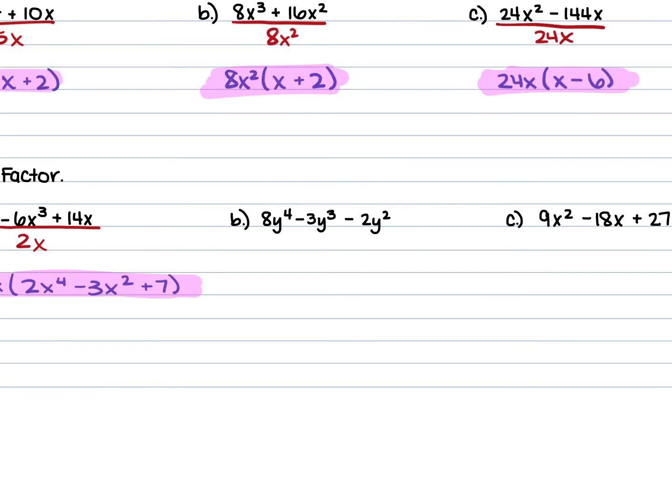For example B, we have 8y to the 4th power minus 3y cubed minus 2y squared. All of these terms are not divisible by a common coefficient, which means the 8, the 3, and the 2 are not divisible by anything other than 1. However, they all do have at least a y squared, so we can factor out the y squared from these. If we factor out the y squared, we're going to be left with 8y squared minus 3y minus 2.